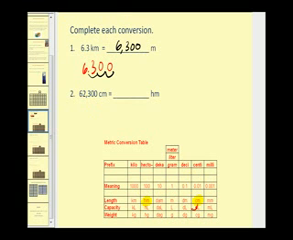Notice we're moving 1, 2, 3, 4 columns to the left, so we could either divide by 10 to the power of 4 or just move the decimal point 4 places to the left. So we start with 62,300, which means the decimal point would be here. Move it 4 places to the left. 1, 2, 3, 4. We have 6.23 hectometers.